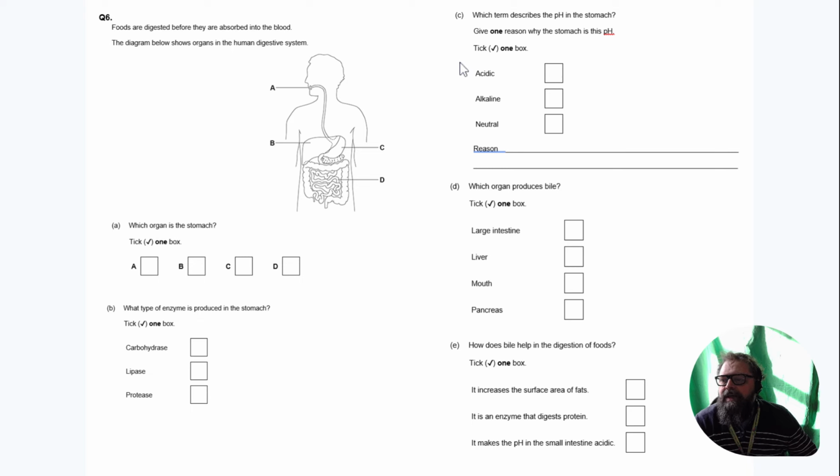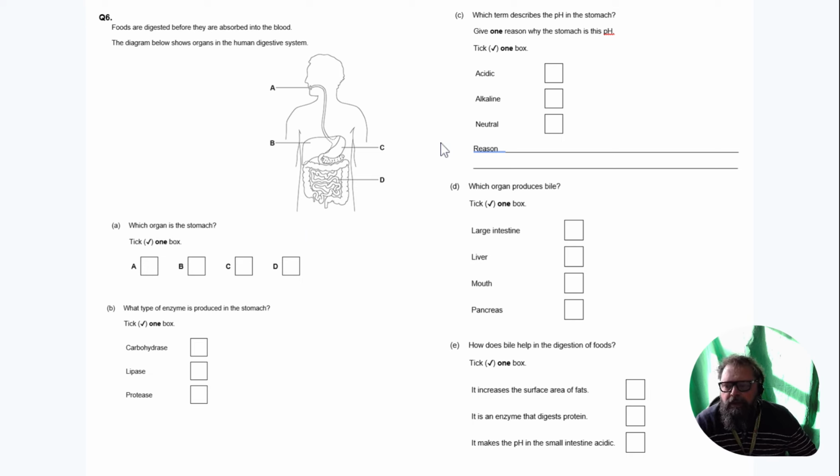So on to question C, exactly that. The pH in the stomach is acidic. It's an acid. Your stomach makes hydrochloric acid. And the reason you can give here is either it's in order to kill bacteria that you swallow with your food, but also, like we just said, it provides the optimum, that means the best, conditions for protease enzyme to work.